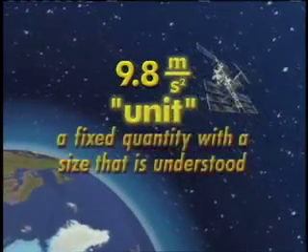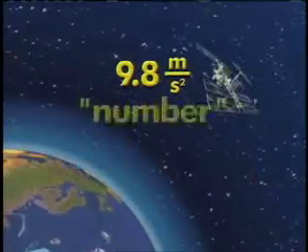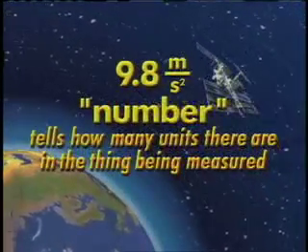The unit in the measurement is a fixed quantity with a size that is understood. The number in a measurement tells how many units there are in what is being measured. This allows us to compare the size of what's being measured to the size of the unit.